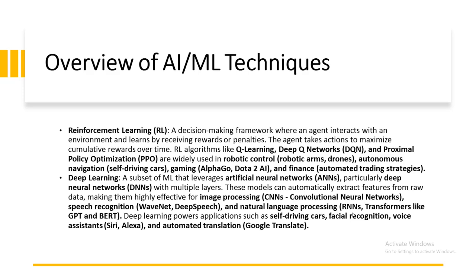Let's just read it here. A decision-making framework where an agent interacts with an environment and learns by receiving rewards or penalties, which I just said. The agent takes actions to maximize cumulative rewards over time. RL algorithms like Q-learning, deep Q networks (DQN), and proximal policy optimization are widely used in robotic controls, robotic arms, drones, autonomous navigation, which is self-driving cars, gaming, AlphaGo, Dota 2 AI, and finance, automated trading strategies.